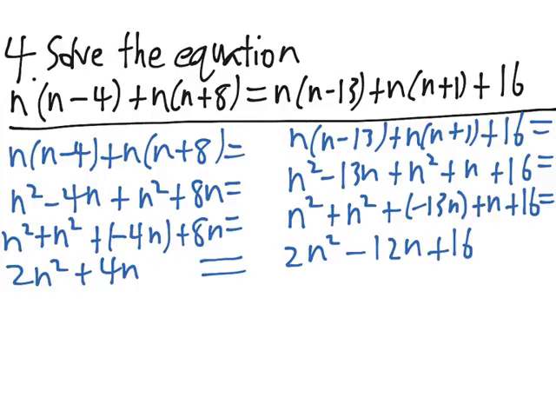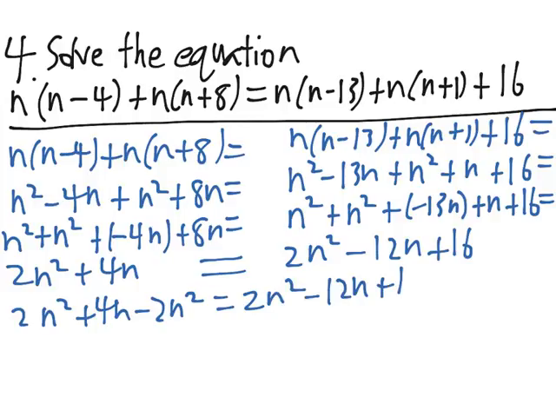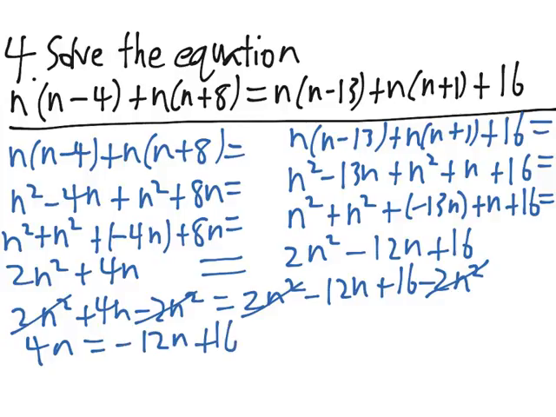So if we subtract it from both sides, 2n squared plus 4n minus 2n squared equals 2n squared minus 12n plus 16 minus 2n squared. We can cancel all occurrences of n squared. This makes our equation a linear equation, which is a lot easier to solve. We're left with 4n equals minus 12n plus 16.